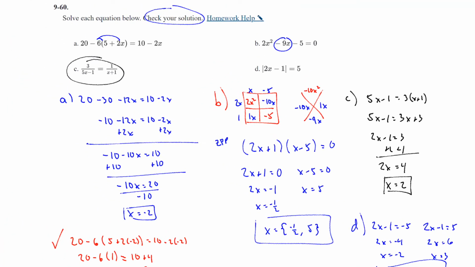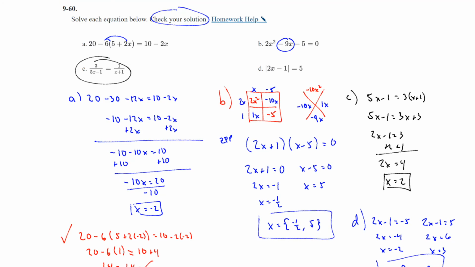So if you go back to the original four questions you're looking at, you have a linear equation on A. B is a quadratic. C, you're still looking for linear equations, but you have the denominator in terms of x, so we do have some restrictions along with that as well. And then D is your absolute value equation.